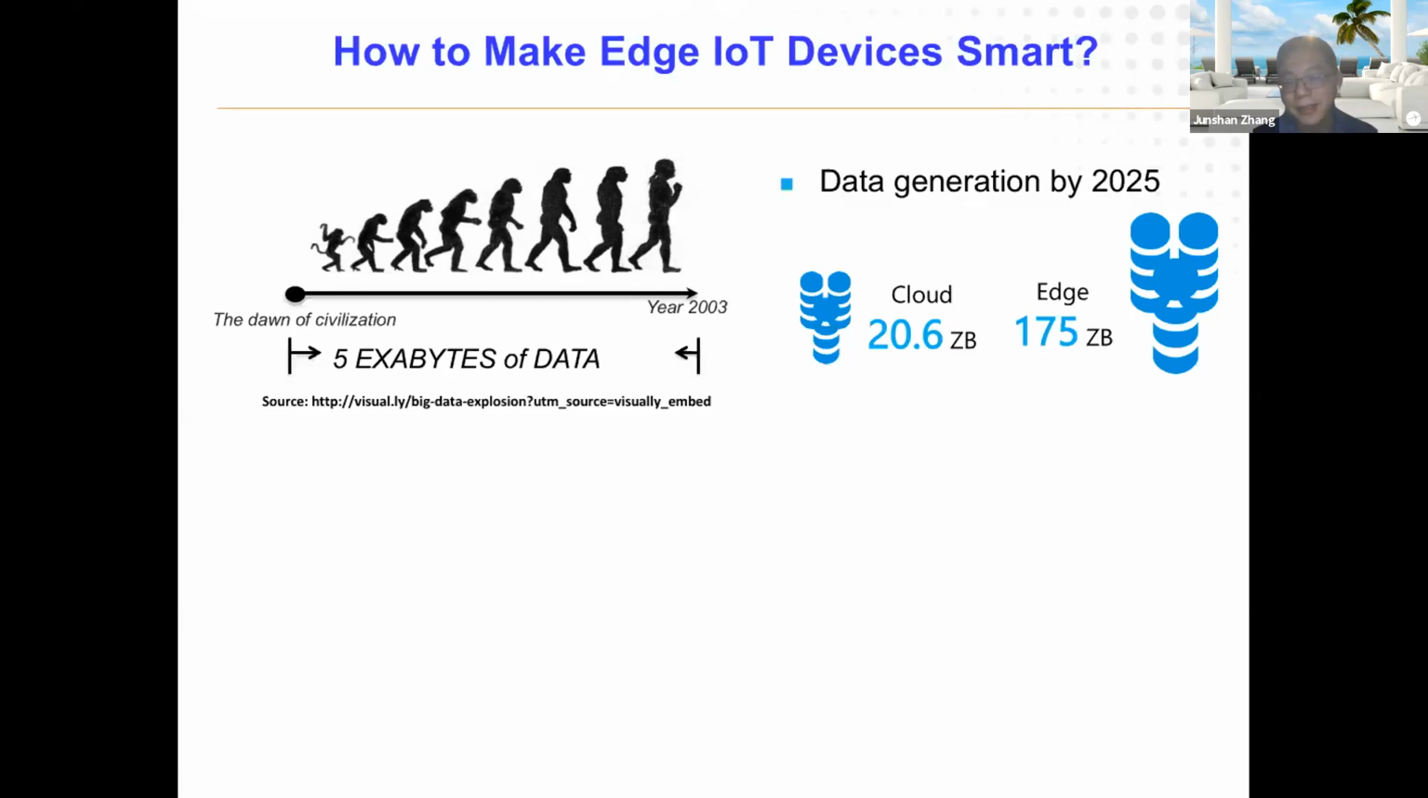What is more amazing is this report also indicates that by year 2025, the edge will have generated 175 zettabytes of data. That's 8 times more, roughly. So that's because there are so many billions of IoT devices. Another report indicated that by year 2025 there will be 500 billion IoT devices.